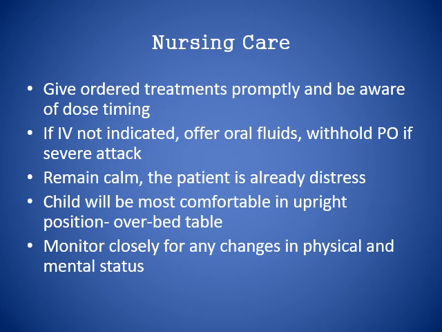So nursing care of an asthmatic: you want to give ordered treatments promptly and be aware of dose timing. A child out in the community that's having an asthma flare should always be in contact with their physician, but have inhalers. If they're needing them more than every 4 hours, it's time for them to get evaluated. Sometimes they can get them every 2 hours at home, but they really need to call their doctor if they start needing them more than that.